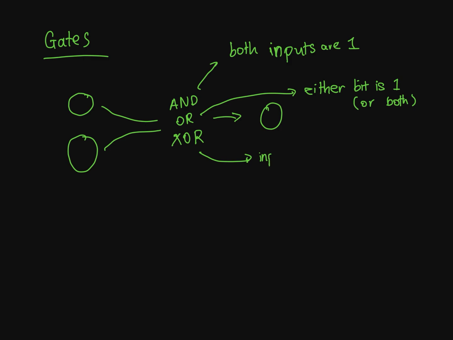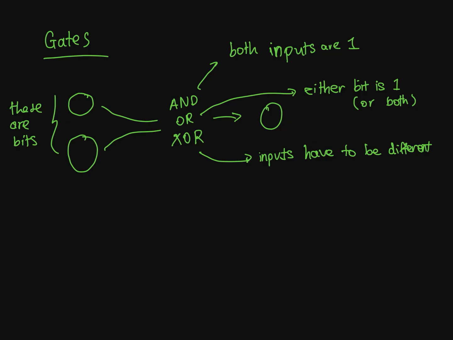And the XOR gate, which is called the exclusive OR gate, is slightly stricter. It outputs a 1 only if the inputs are different from each other. If one input is 1 and the other is 0, then it outputs 1. But if both inputs are the exact same, whether they're both 0 or both 1, the output will be 0.